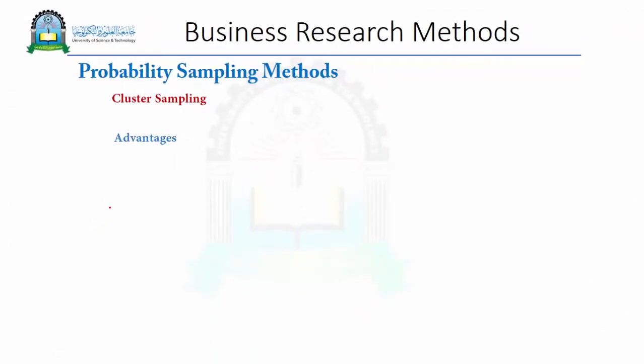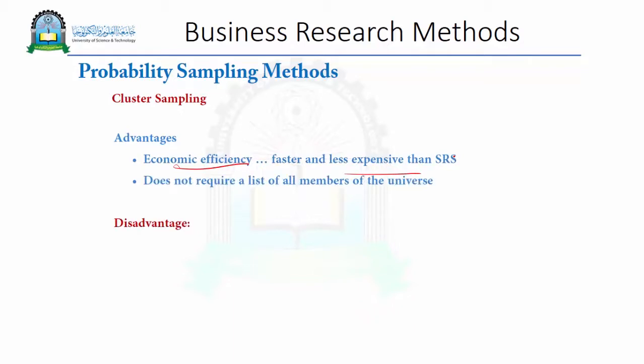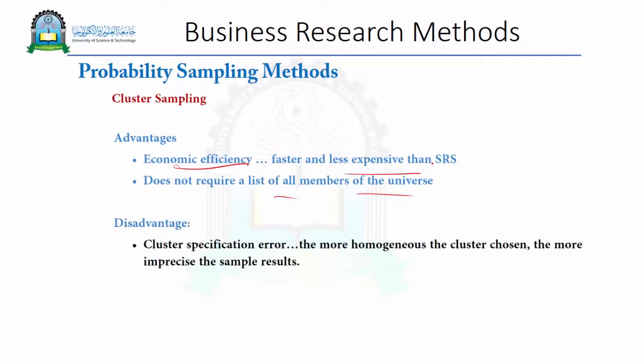So the cluster sampling advantages is economic efficiency, because I am going to take a small place, and this small place is going to be representing the whole population. It is faster and less expensive than SRS. It doesn't require a list of all members of the universe. So the disadvantages of this technique of sampling is cluster specification error. The more homogeneous the cluster chosen, the more imprecise the sample results.